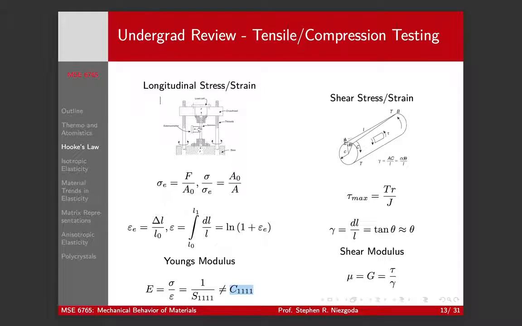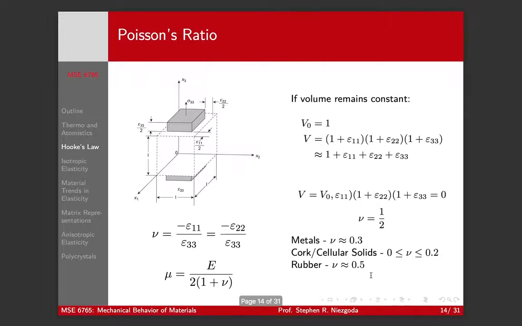it's the instantaneous change in length over the length, but this is equal to the tangent of the angular change. And from the small angle identity, that's approximately equal to the angle. And the relationship between the shear stress and the shear strain is given by the shear modulus, which is denoted mu or G.